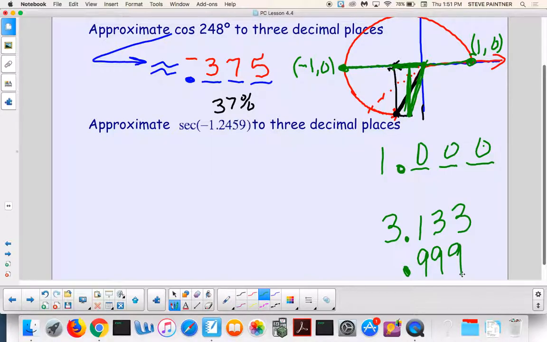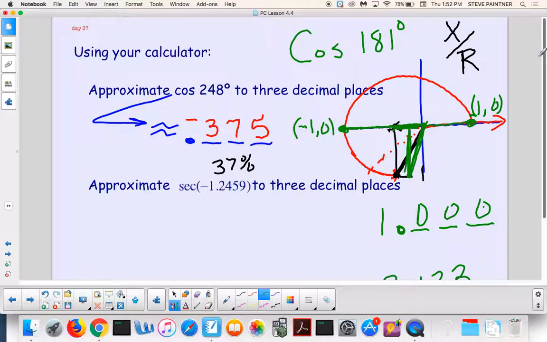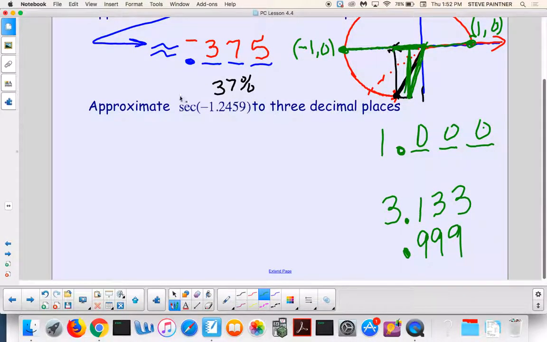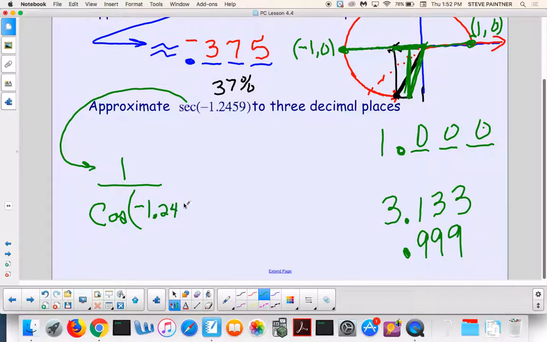Are you in radians or are you in degrees? Yeah, I was in degrees. Guys, is that radians or degrees? That's radians. How do you know? Because you guys knew you were in degrees because you saw the degree symbol. You're not in degrees. Get your calculator out of degrees and go to radians. Then type that in. See what happens now. And by the way, I don't think you're doing secant. I think you're doing 1 over cosine of negative 1.2.